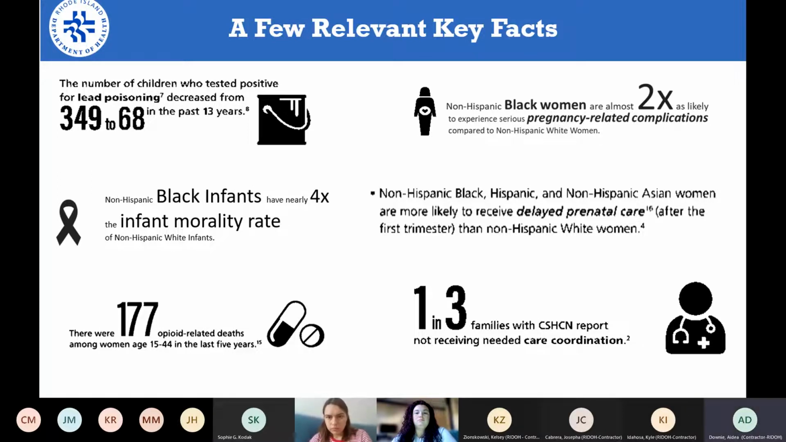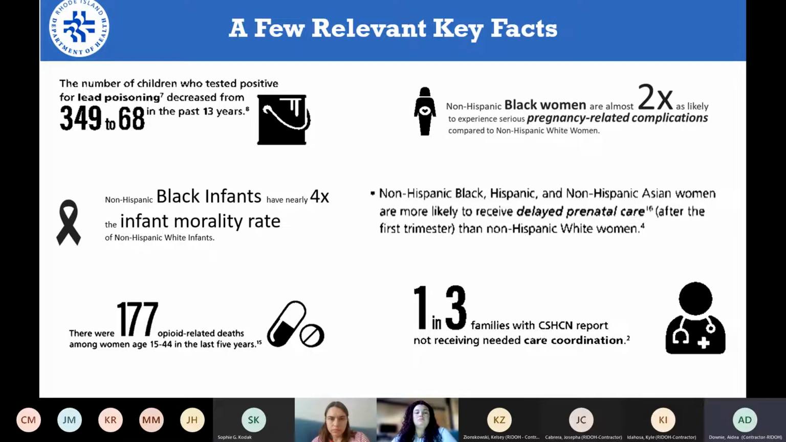Also, Black, Hispanic, and non-Hispanic Asian women were more likely to have delayed prenatal care, so not getting it in time for their first trimester. That's definitely something that we've looked at and thought about: how can we help women overall, and especially within these groups, to get better care and to make sure that they're getting the access that they need.